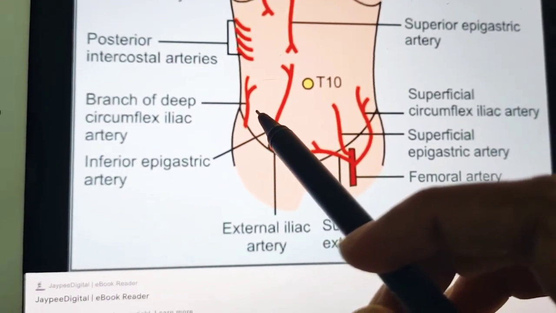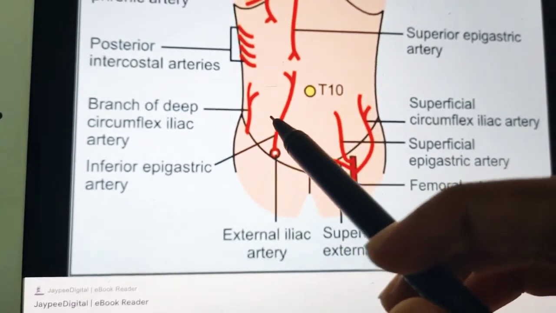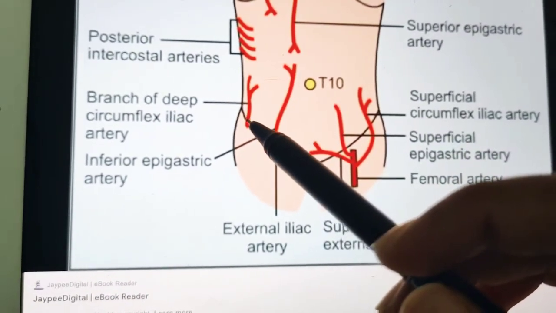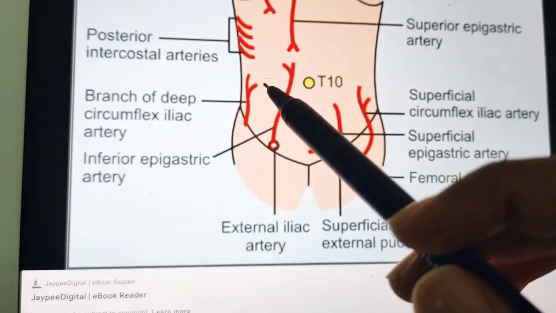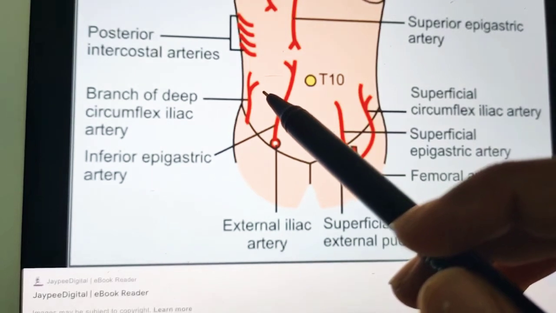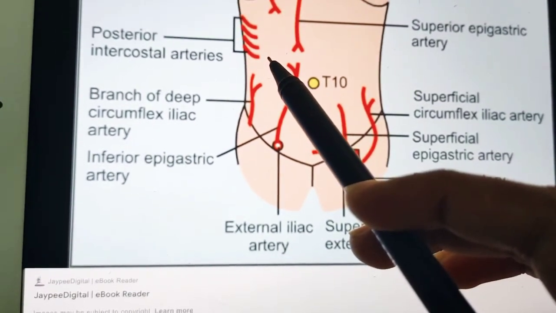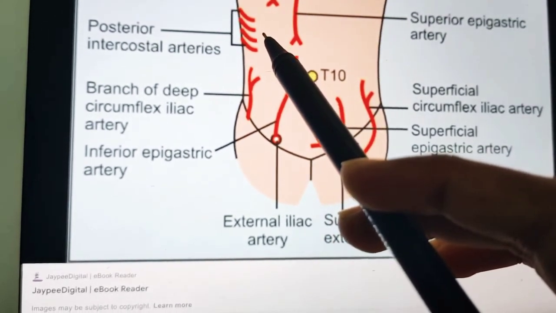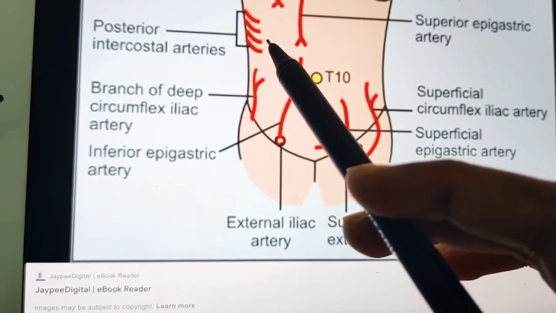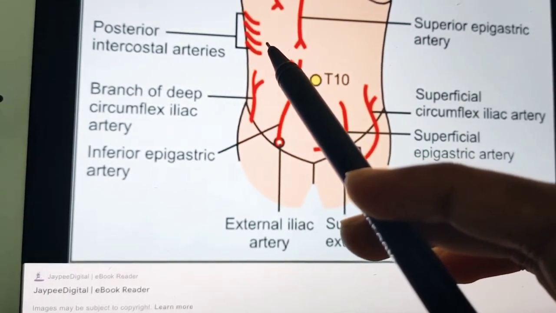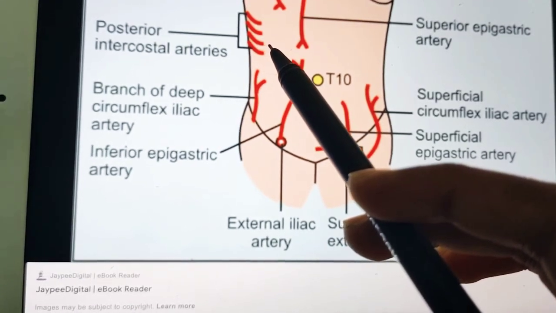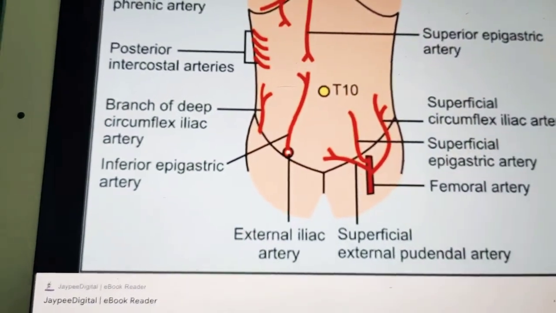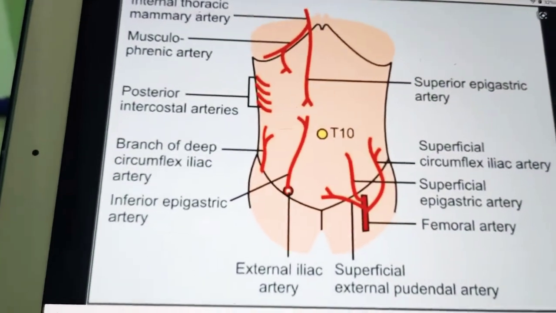It is given off from the lateral side opposite the origin of the inferior epigastric artery, runs laterally upwards behind the inguinal ligament, pierces the fascia transversalis, and continues along the iliac crest up to the middle, where it pierces transversus abdominis to enter the interval between transversus and internal oblique muscle. At the anterior superior iliac spine, it anastomoses with the superior gluteal, lateral circumflex femoral and superficial circumflex iliac arteries just behind the anterior superior iliac spine. It gives off an ascending branch which runs upwards in the neurovascular plane. So by this we have completed our deep arteries.